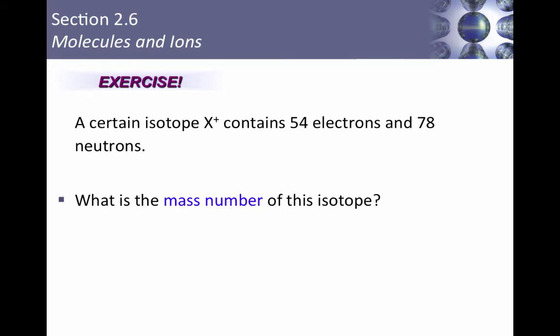And since our number of protons and electrons have to be equal in a neutral atom, we can say that, okay, well then this must have 55 protons. So if we want to figure out the mass number, it's going to be 55 protons plus the 78 neutrons. So that should give us 133.